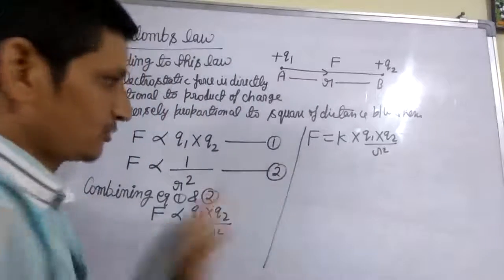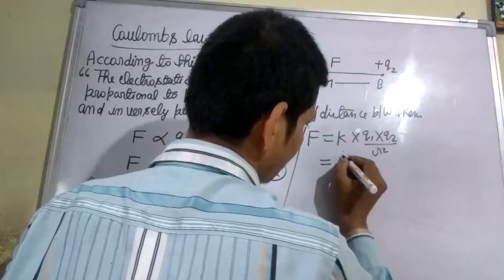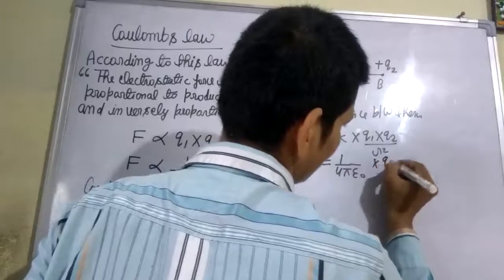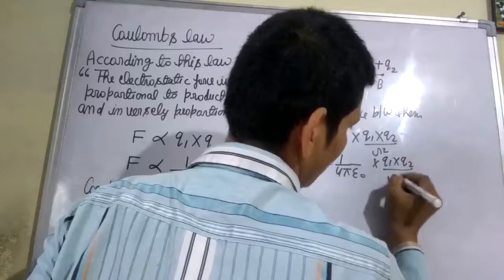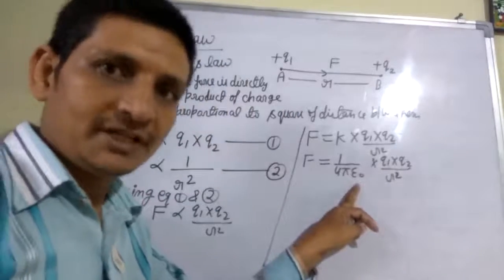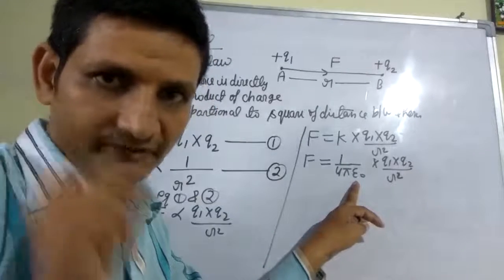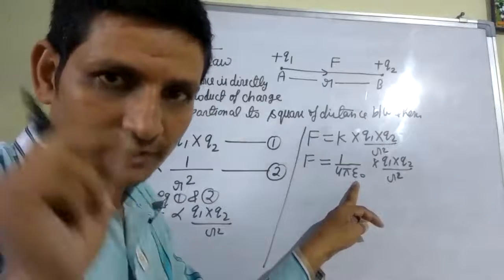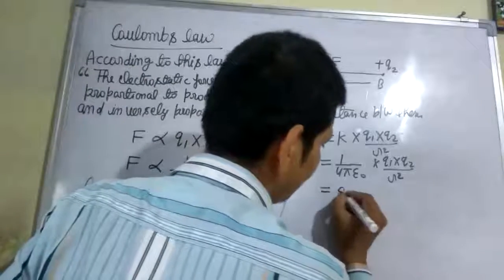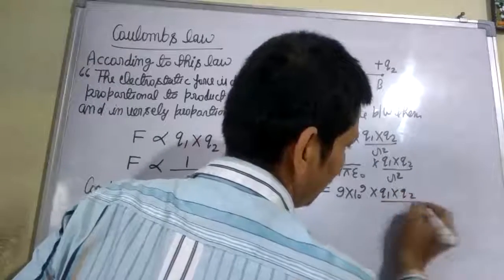K is the proportionality constant. Value of K is 1 upon 4 pi epsilon 0 into Q1 Q2 upon R square. Epsilon 0 is the electric permittivity of free space, and the value of epsilon 0 is 8.85 into 10 to the power minus 12 coulomb square per newton meter square. Or we can also write 9 into 10 to the power 9 Q1 into Q2 upon R square.